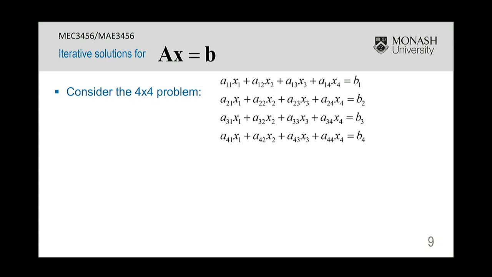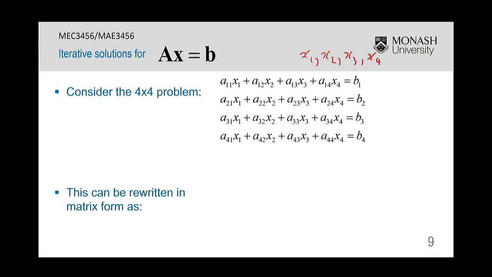So we have four unknowns, x1, x2, x3 and x4, and because we have four unknowns we need four equations to uniquely specify these unknowns. These are linear equations, and we're going to write them using coefficients a11, a12, etc. that we know, and a right hand side vector b1, b2, b3, b4 that we also know. So the unknowns here are x1 through x4.